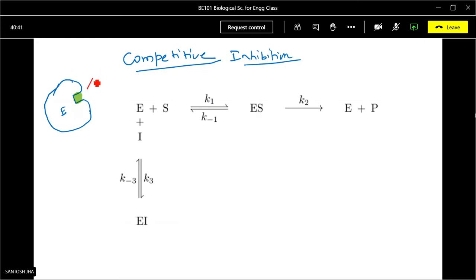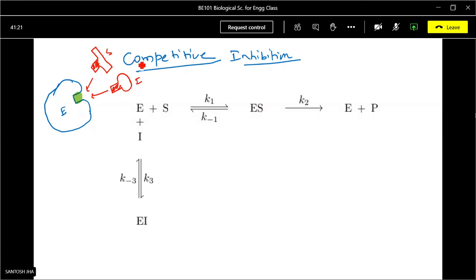Now from this active site, suppose this is the substrate which can bind with this active site. But if we take any inhibitor which has some similarity with the enzyme's substrate, it can also bind with the same active site. So basically here, this is the inhibitor. In this case, there is a competition between the substrate and inhibitor molecule for the same binding site, or for the same active site.